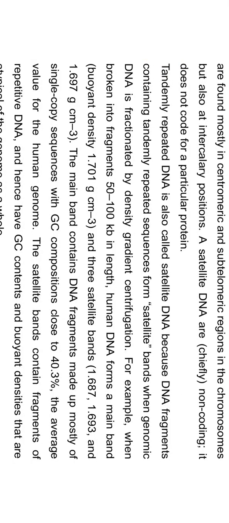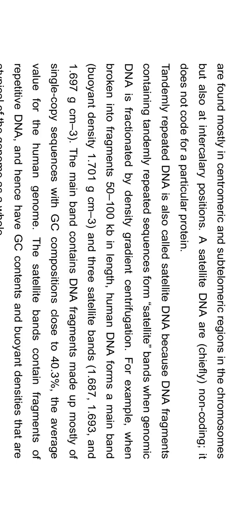Satellite DNA is chiefly non-coding. It does not code for a particular protein. Tandemly repeating DNA is also called satellite DNA because DNA fragments containing tandemly repeating sequences form satellite bands when genomic DNA is fractionated by density gradient centrifugation. For example, when broken into fragments, human DNA contains a main band like this, and the main band contains DNA fragments made up of mostly single copy sequences with GC composition close to 40.3%.